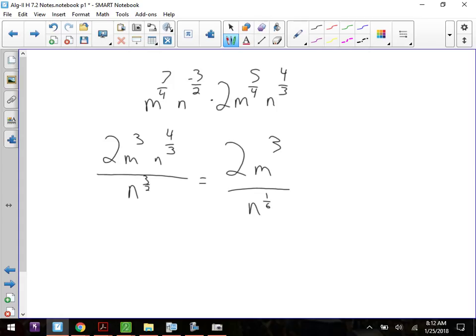So in order to get rid of the fractional exponent in the denominator, I have to create a whole. In other words, what we're doing is rationalize. How many more 6ths do I need to make a whole? 5 of them. So I multiply the top and bottom by a factor of 1. That factor of 1 happens to be n to the 5/6, which gives me a whole in the bottom. And in the top, I get 2m cubed n to the 5/6.